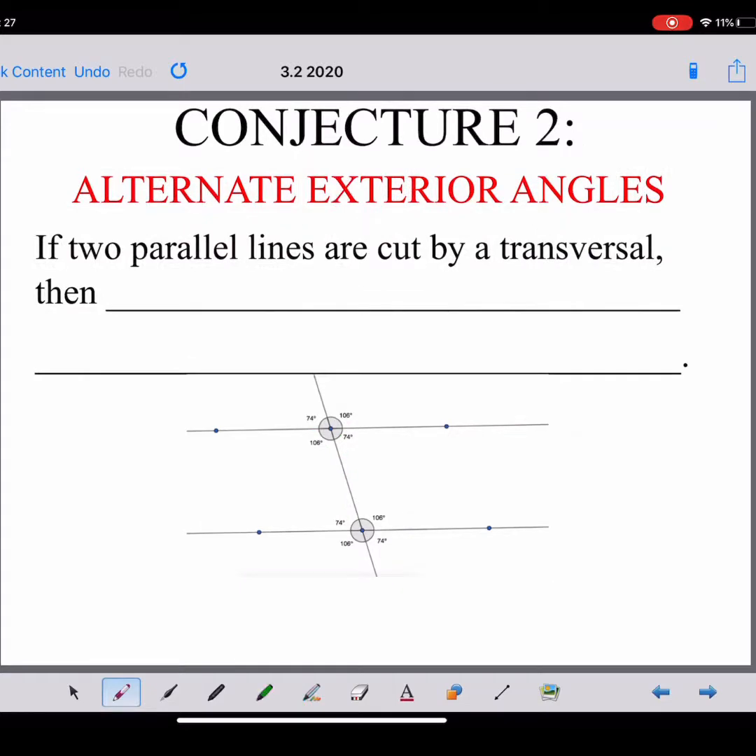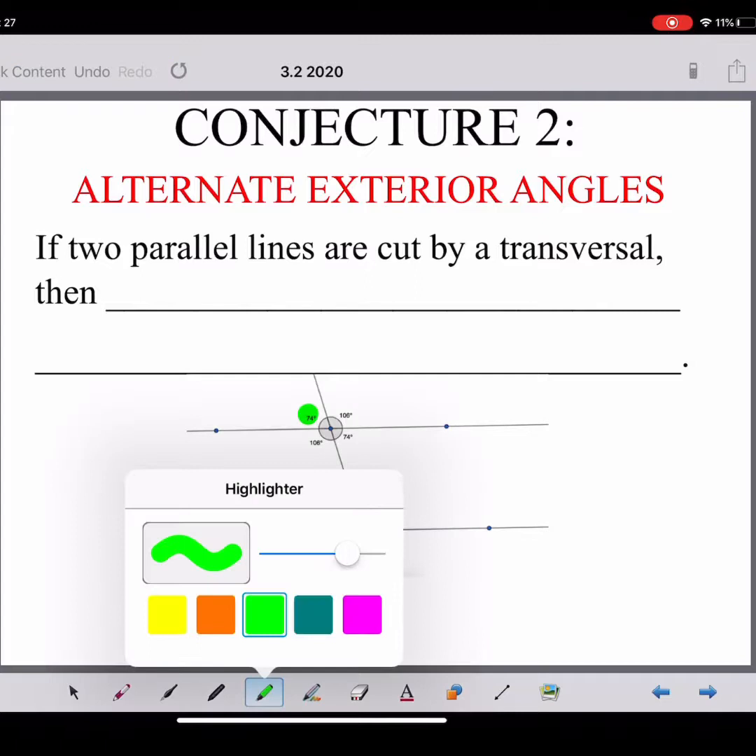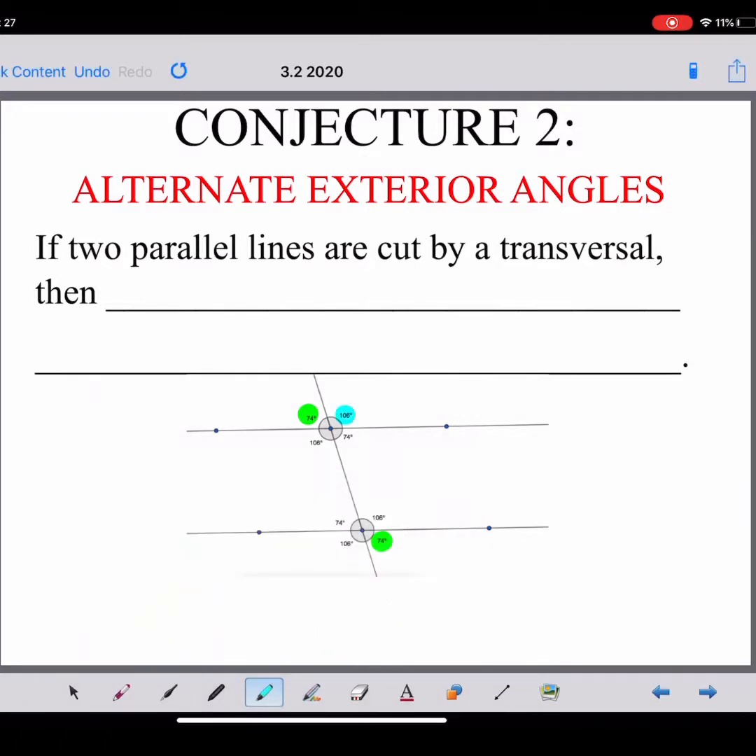Now we're going to focus in on alternate exterior angles. So there's one set of alternate exterior angles and a second set of alternate exterior angles. The same thing is true. If two parallel lines are cut by a transversal, then alternate exterior angles are congruent.